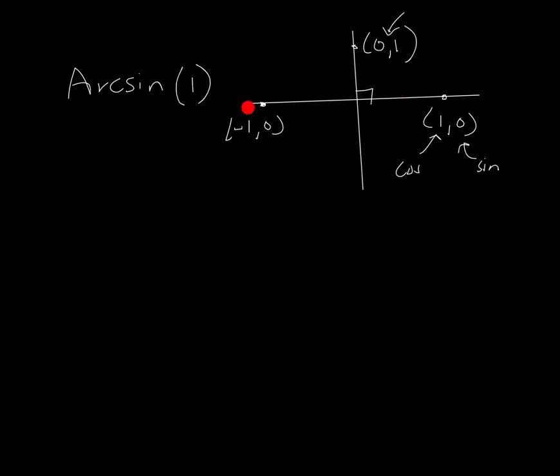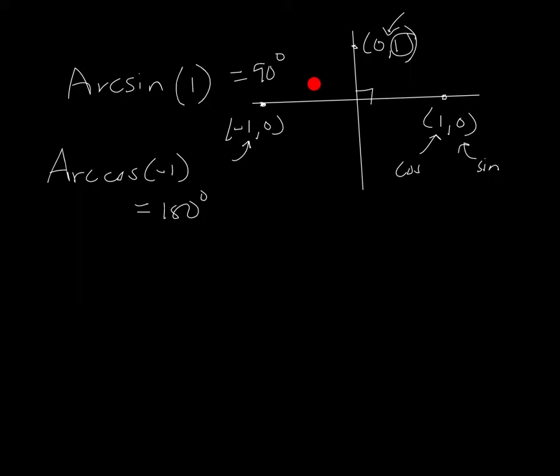Okay, so the previous one was the arc cosine of -1. Where's the cosine -1? Well, here the cosine's -1, and that's 180 degrees. Here the sine is 1, so it's going to be 90 degrees. All right, you good?